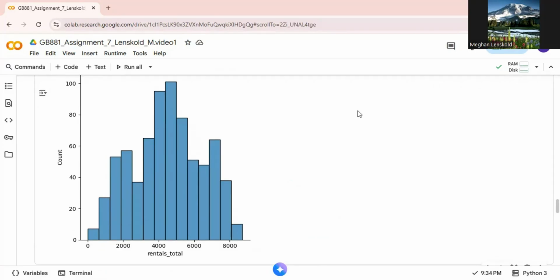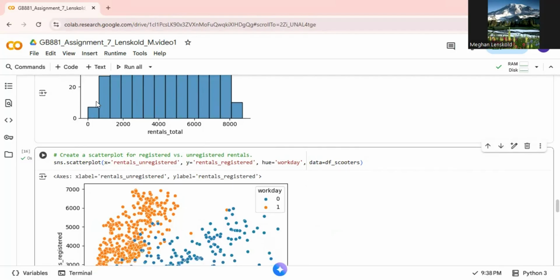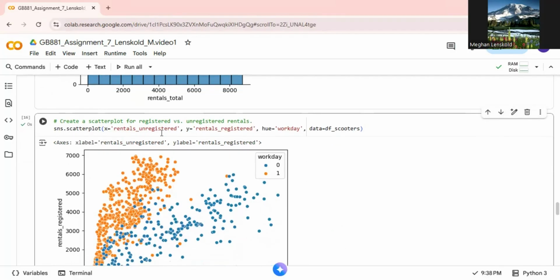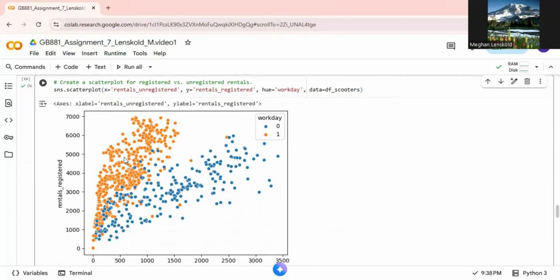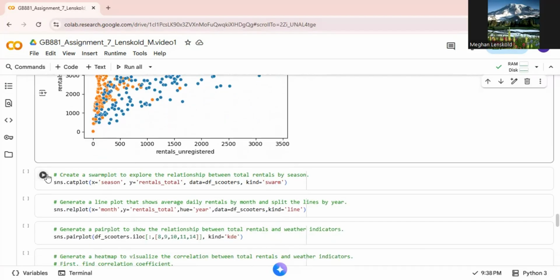Next, we'll do a scatter plot. For this, we are looking at registered and unregistered rentals as the X and Y axes. And we're going to differentiate between weekend and workday rentals by having weekends shaded in blue and workdays shaded in orange. Looking at this visualization, we can see that there is a pretty strong correlation between registered rentals and workdays.